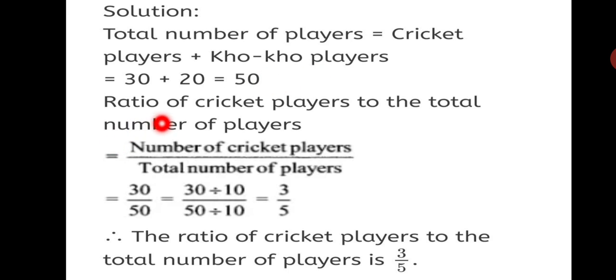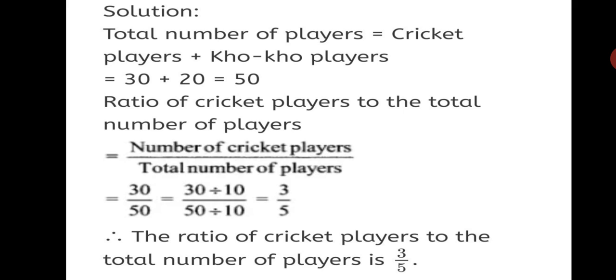Now, ratio of cricket players to the total number of players is equal to number of cricket players upon total number of players. You have to write the statements. Is equal to 30 upon 50. 30 are cricket players and 50 is total number of players. You can straight away reduce by 10 and write your final answer as 3 upon 5, or you can show this division by 10. 10 threes are 30, 10 fives are 50. Therefore, the ratio of cricket players to the total number of players is 3 upon 5.